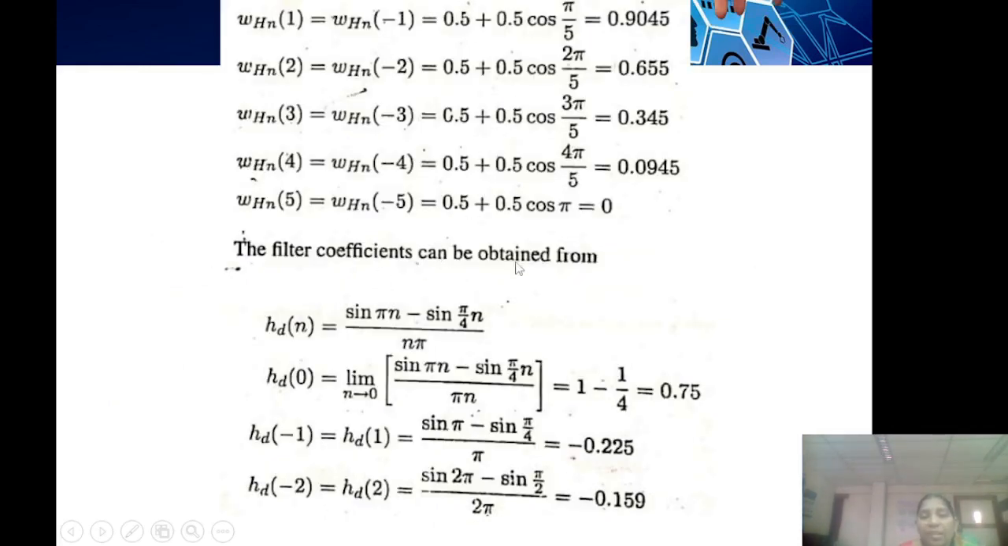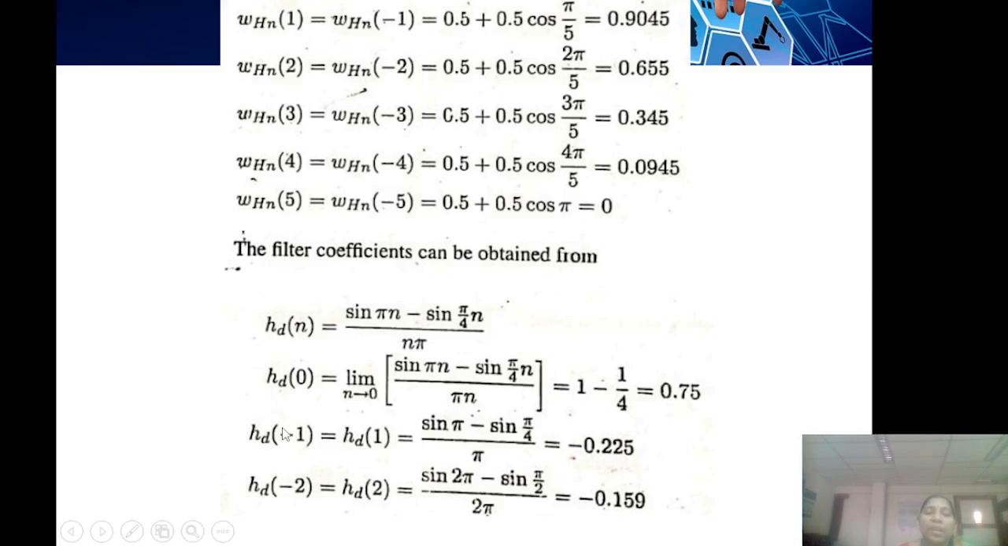You will get the expression h_d(n) = (sin πn − sin(πn/4)) / (nπ). In this you have to substitute values from n = 0 to 5. When you substitute n = 0, it becomes 0/0, so we apply L'Hospital's rule: limit n tends to 0 of (sin πn − sin(πn/4)) / (πn). Applying L'Hospital's rule, we get 1 − 1/4, which is equivalent to 0.75.